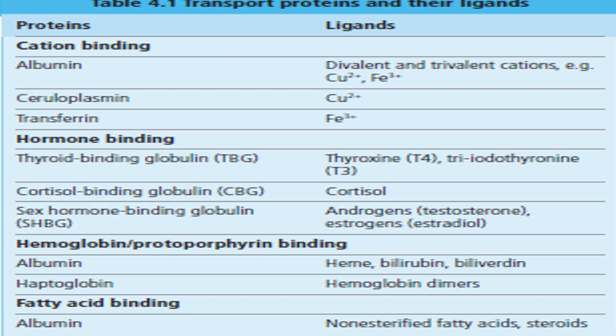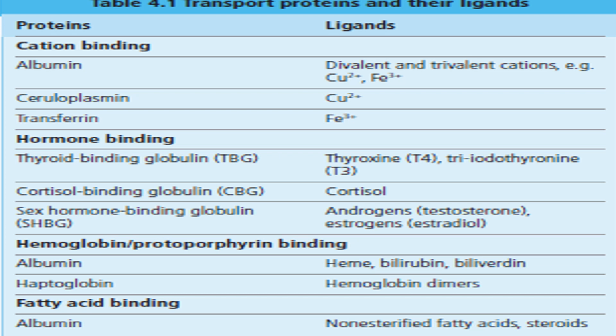Now this table shows you the various proteins which play a role in the transportation of molecules along with the ligand they transport. Now albumin, remember one thing regarding albumin is that it constitutes 60% of the plasma protein. Number two, it is a highly negatively charged protein, so it binds with the divalent and trivalent cations.